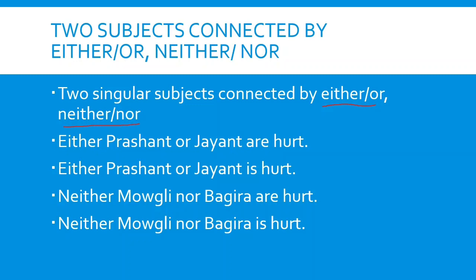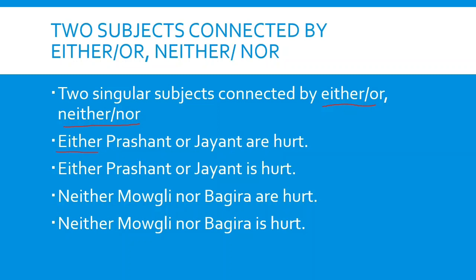Either Prashant or Jayant are hurt. Either Prashant or Jayant is hurt. Isn't it confusing, dear students? If you don't know the rule, definitely it is going to be confusing for you. Which one is correct? Either Prashant or Jayant are, or either Prashant or Jayant is. Dear students, I must tell you the rule.